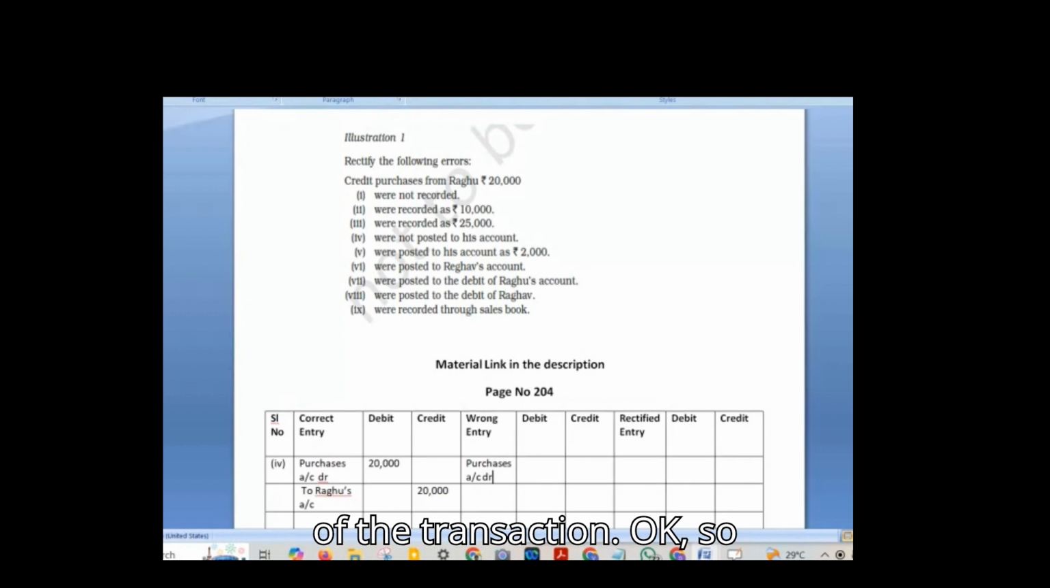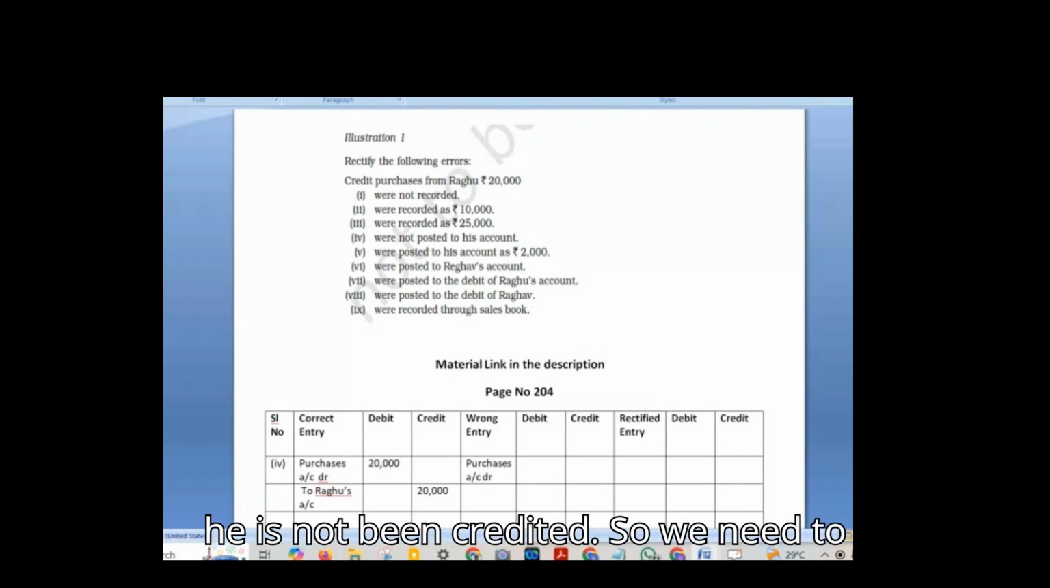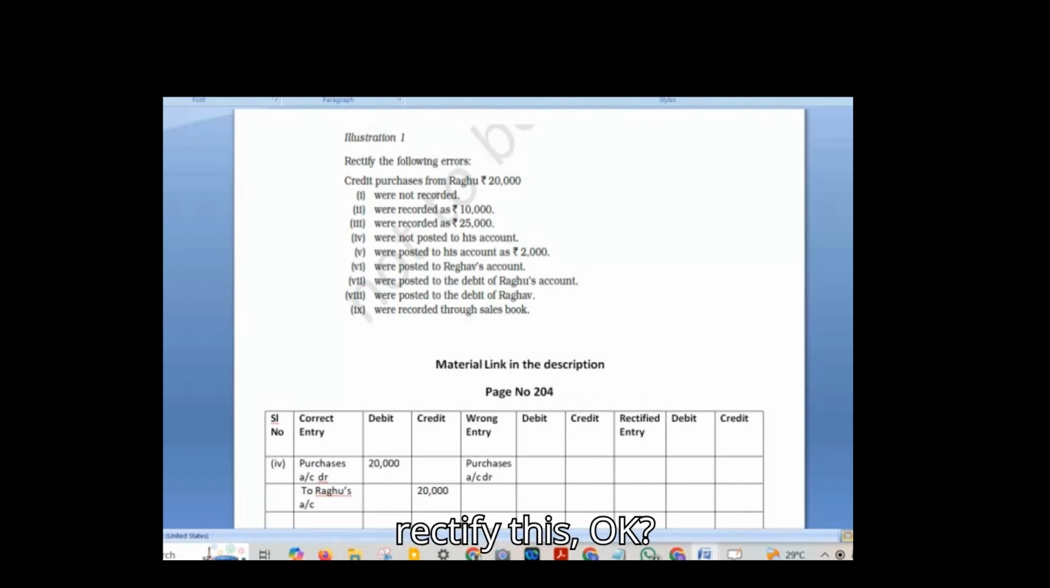So here the credit entry has not been credited, so we need to rectify this. So how do you rectify now?